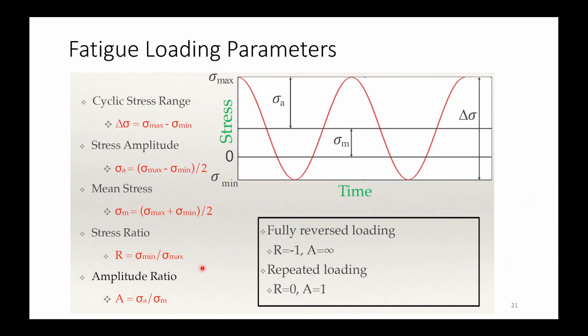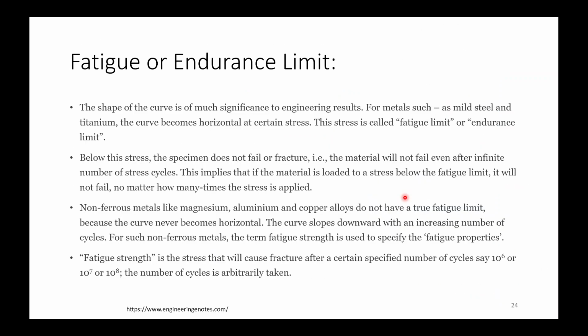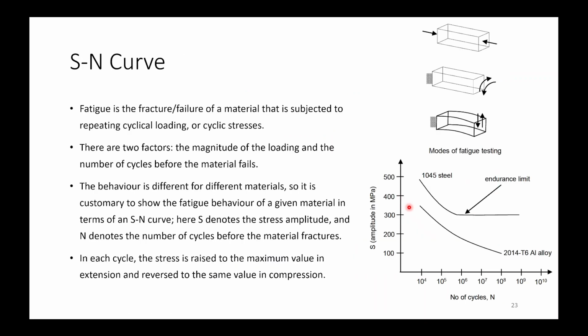Now we have seen how your stress cycles are working. After certain stress cycles, your material will completely fail. That particular number of cycles is noted on the x-axis, and on the y-axis we note the amplitude of the stress. These graphs are known as SN curves. Now fatigue is the fracture or failure of a material that is subjected to repeating cyclical loading or cyclic stresses.